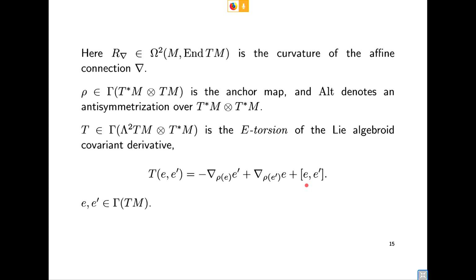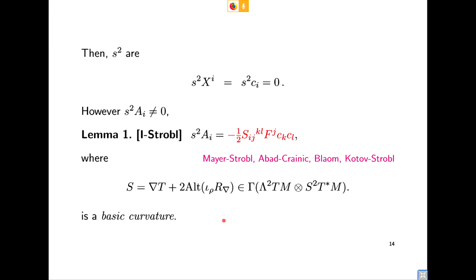Other than torsion and curvature, on a Lie algebroid we can define so-called E-torsion and E-curvature for the Lie algebroid connection. This is the E-connection, not torsion, E-torsion. Then the S tensor is defined like this. This tensor is, in some sense, like the E-curvature of the E-torsion. It is some kind of curvature-like object in the Lie algebroid connection.